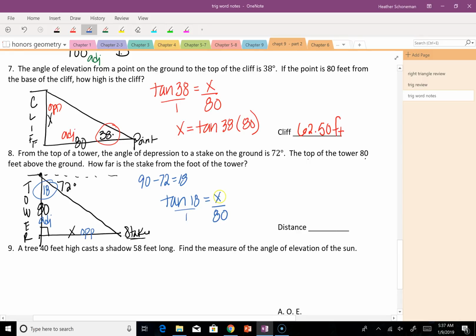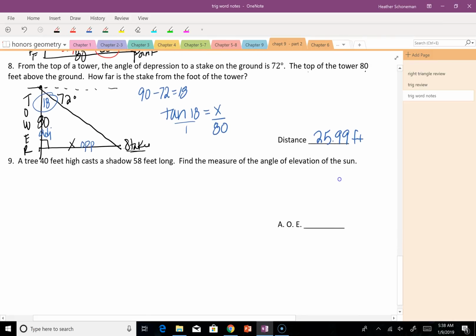Think about what happens when you cross multiply. 1 times x is x, and then you're multiplying these two. So 80 times the tangent of 18 gives you 25.99 feet.